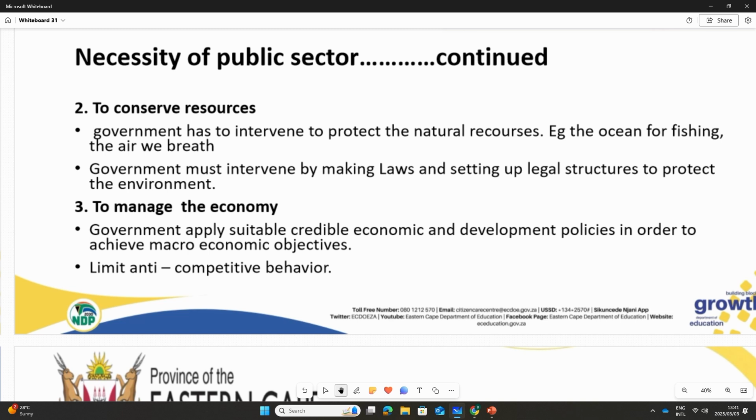Limit anti-competitive behavior. So government has to intervene again in the economy to make it a point that we've got a stable economy by putting in place policies that are suitable for achieving microeconomic objectives. Some of the policies that the government can include are fiscal policies, where it puts taxation and government expenditure. We are going to explain those policies later.